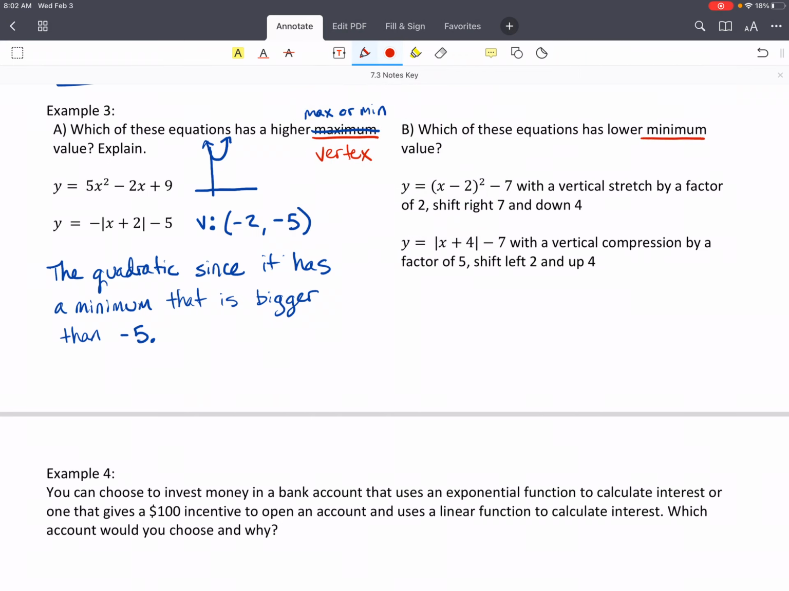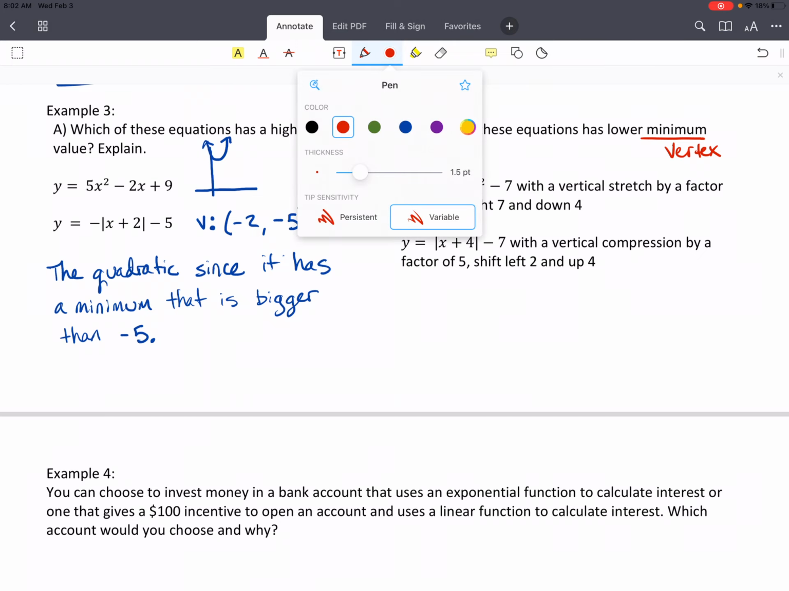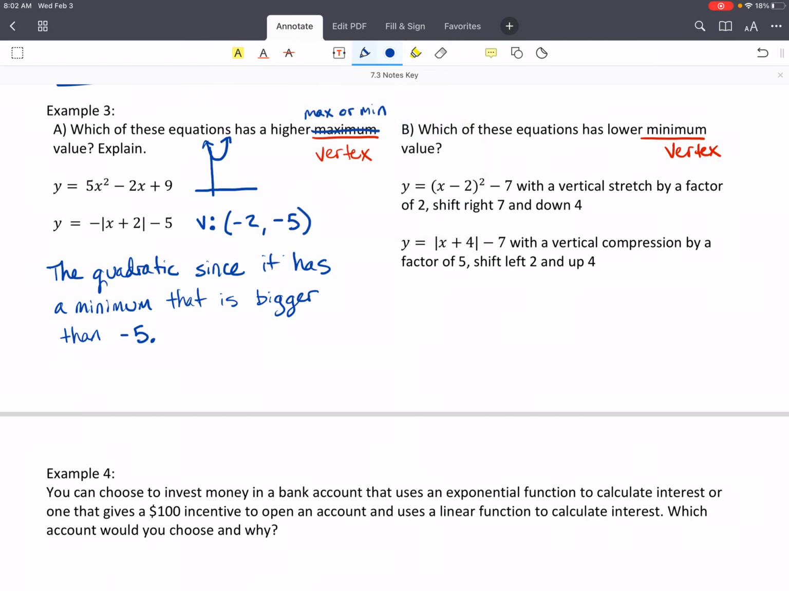Okay, we're talking about a minimum this time, still at the vertex. This one's a little sneaky because we are transforming. Notice it gives us an equation and then a bunch of transformations, which means I have to transform the equation that it starts with. So first thing, a vertical stretch by a factor of 2, which means I'm going to put a 2 out front. You know what? I don't even want to do this one. Let's just not worry about it because it's weird.